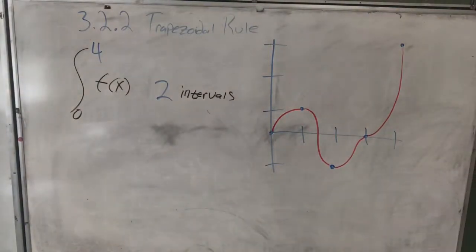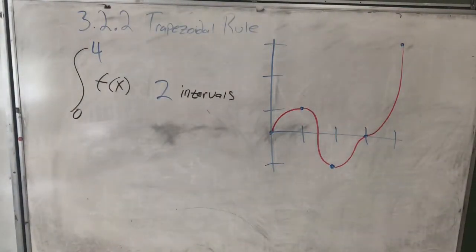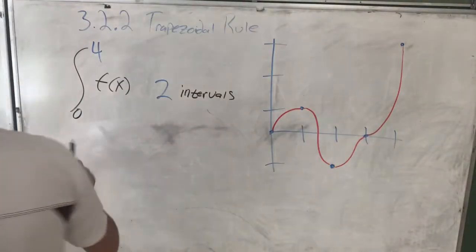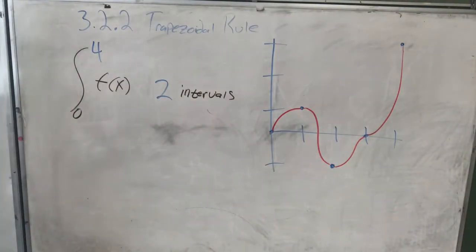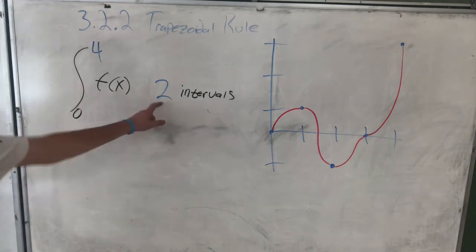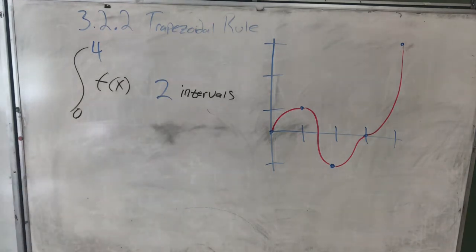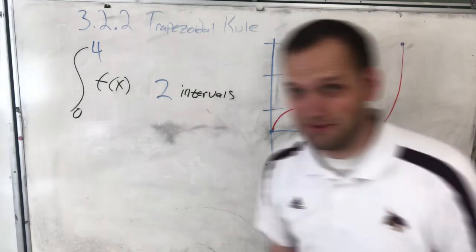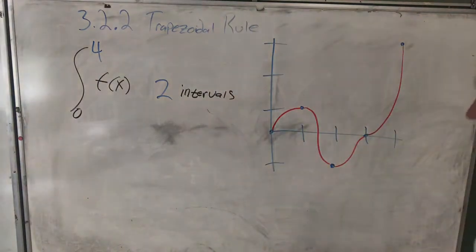Alrighty, I want you to try this one on your own. I want you to integrate or find the area under the curve from 0 to 4 using 2 intervals. 2 equally divided intervals. Okay. Alright, pause the video if you need to. Okay, you should pause the video.